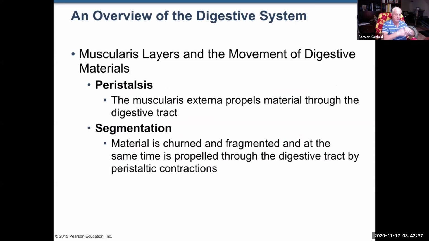Okay. So then with the peristalsis, like we said, peristalsis propels material through the digestive tract. Segmentation, it's churned and fragmented at the same time as propelled through the tract by the peristaltic contraction. So it isolates it, turns it up, and then pushes it through peristaltic action. They work in conjunction with each other through these pacemaker cells.